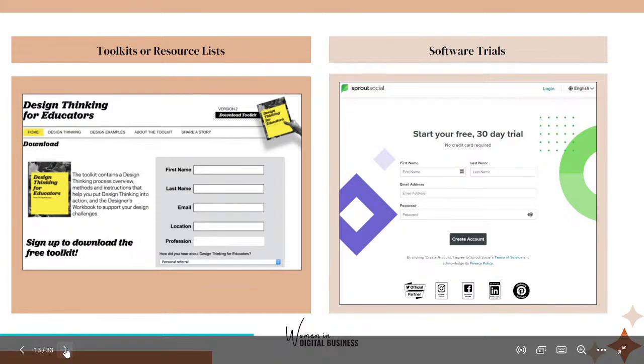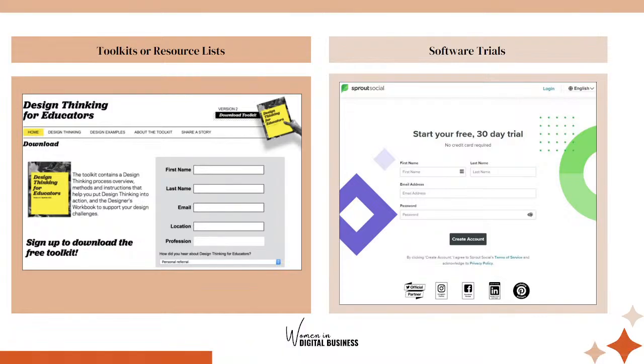Okay, toolkits and resources. The example on the screen is design thinking for educators. These are for people that educate other people, and this might be a toolkit with a design thinking process, with methods and instructions that can help with design thinking, because this might be something that you teach. This is going to be interesting to you as a teacher, because you could use this resource in teaching your class.